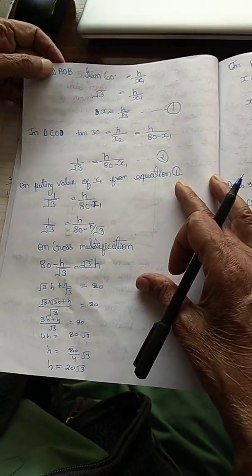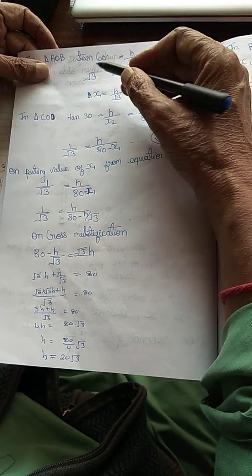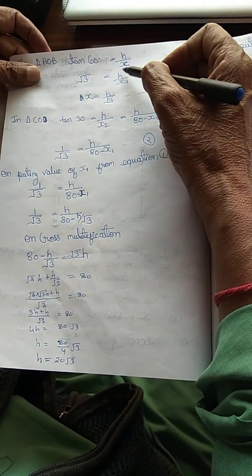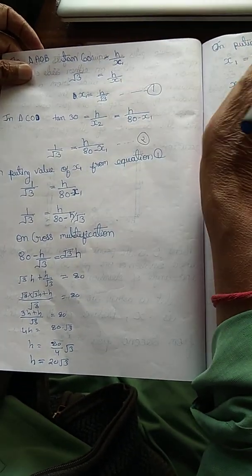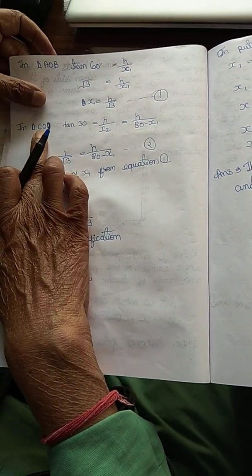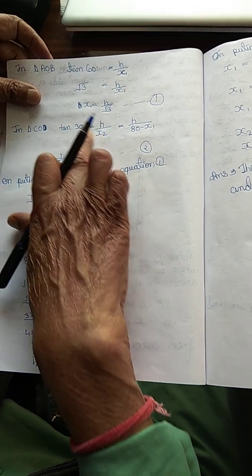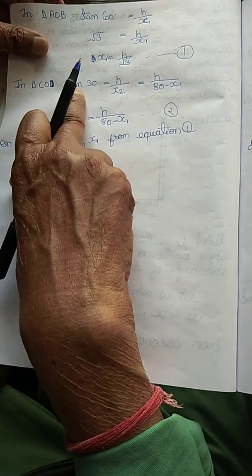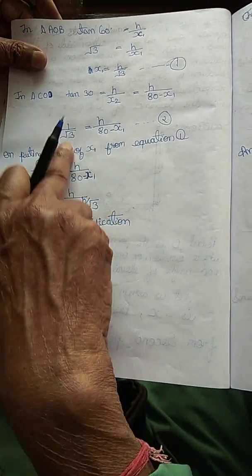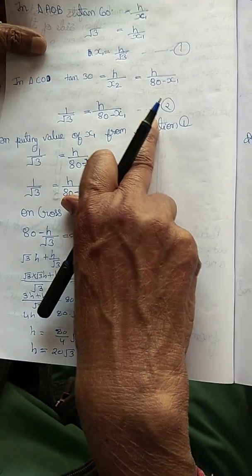Now in triangle AOB, tan 60 is equal to h upon x1. Tan 60 is root 3. Root 3 is equal to h upon x1. So you can write x1 is equal to h upon root 3. In second triangle COD, tan 30 is equal to h upon x2. This x2 is 80 minus x1, and now tan 30 is 1 upon root 3. 1 upon root 3 is equal to h upon 80 minus x1.